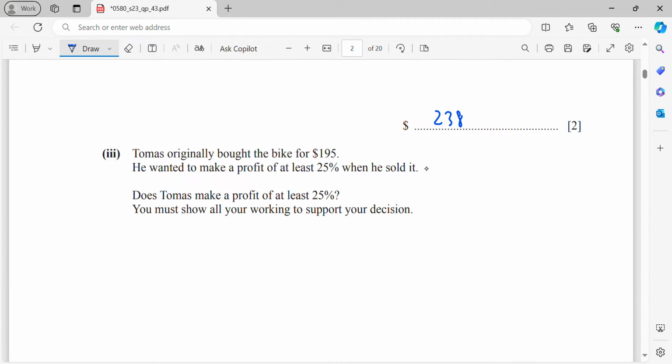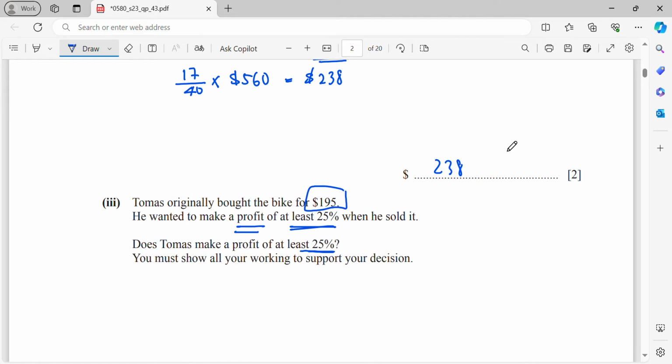Now part 3, Thomas originally bought the bike for $195. He wanted to make a profit of at least 25% when he sold it. Does Thomas make a profit of at least 25%? You must show all your working to support your decision. Okay, so now he bought for 195 and he sold the bike for 238. So now I want to find out the profit.